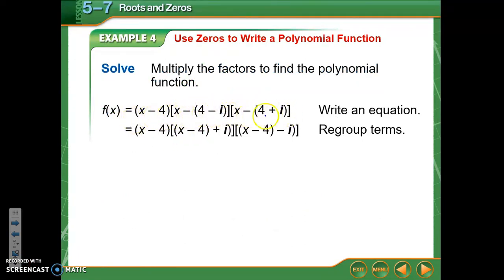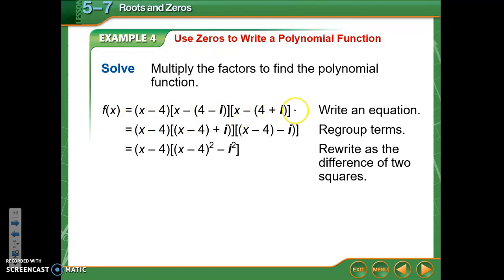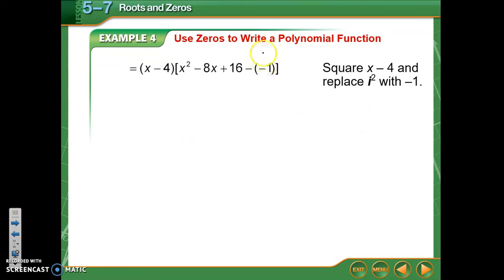So here's our original equation in this part. What they did to go from the first step to the second step is distribute this negative, which gives me x minus 4 plus i. Same thing over here: we distributed the negative, which gave me x minus 4 minus i. They're noticing that x minus 4 is a term in both of these factors. So this is like having something plus i times something minus i. If I multiply those out, that's the difference of two squares. That gives me (x minus 4) quantity squared minus i squared. And we know that i squared is negative 1.